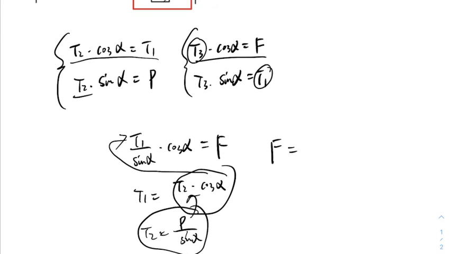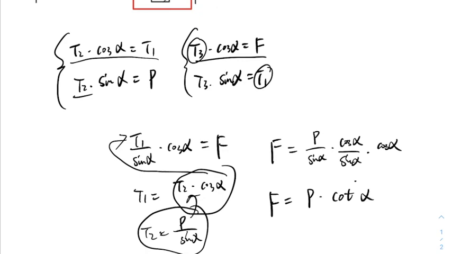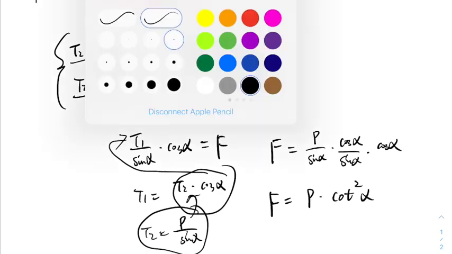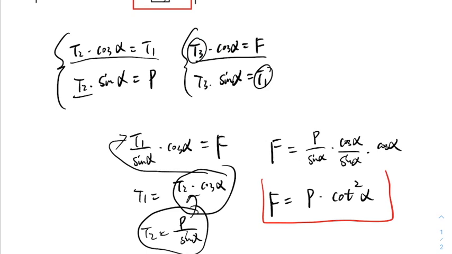So what do we got? F is equal to T2, which is P divided by sine alpha, times cosine alpha, that would be T1, divided by sine alpha, times cosine alpha. So we simplify it, and we get P times cosine squared alpha divided by sine squared alpha, which is P times cotangent squared alpha. And that's our final solution. Thank you for today.